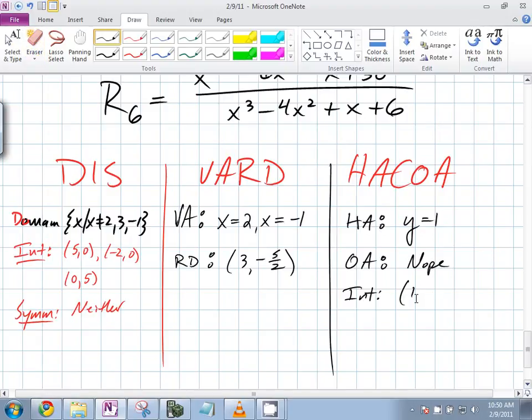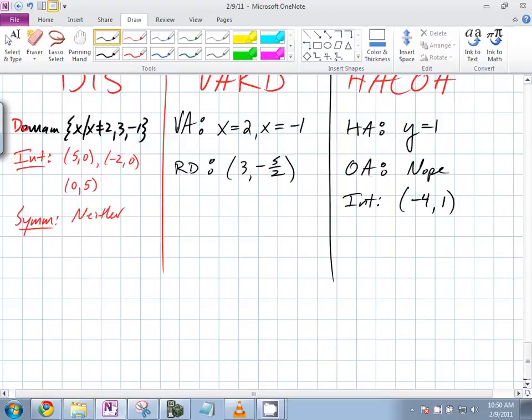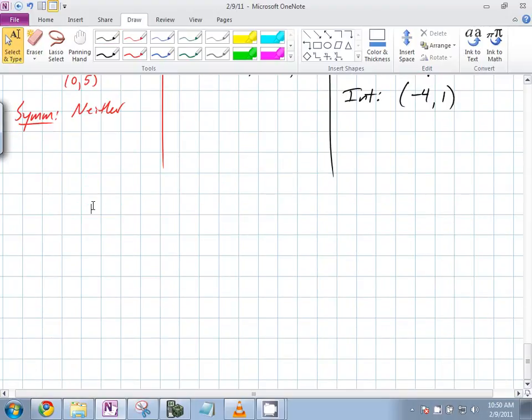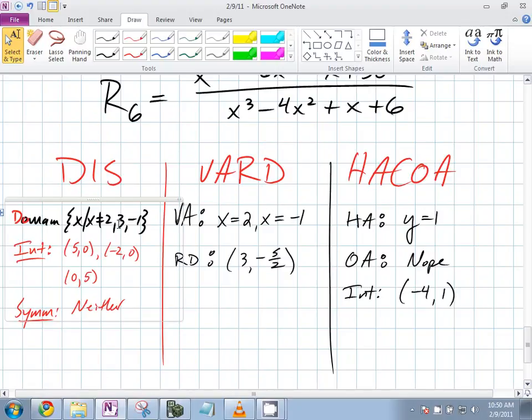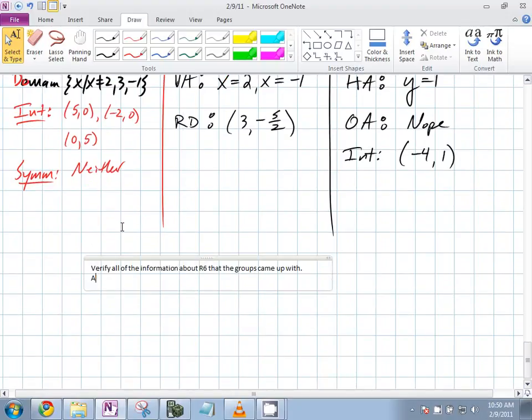Negative 4, 1. Okay, so let's talk about the homework tonight. First part of your homework is going to be to verify all of the information about R6 that the groups came up with. You understand? So basically do what the other groups did. There you have the information, just verify that that's true. And also graph R6 by hand. Make sure you know how to do that.